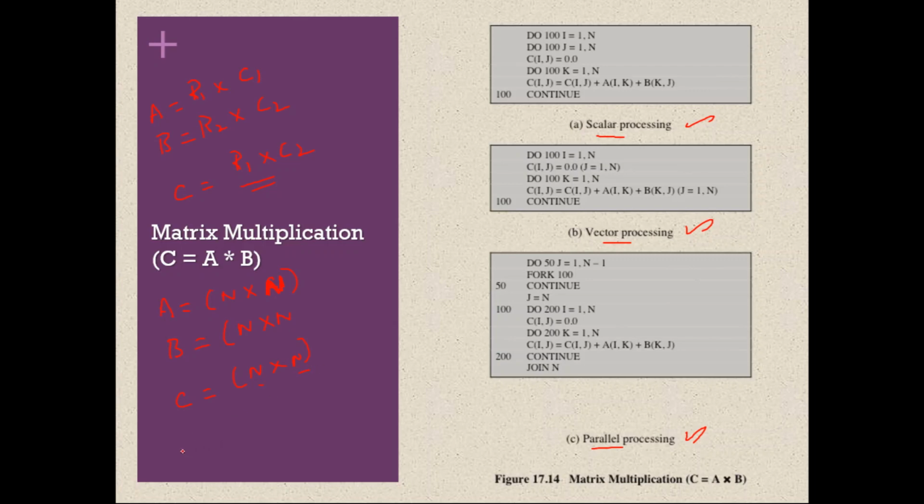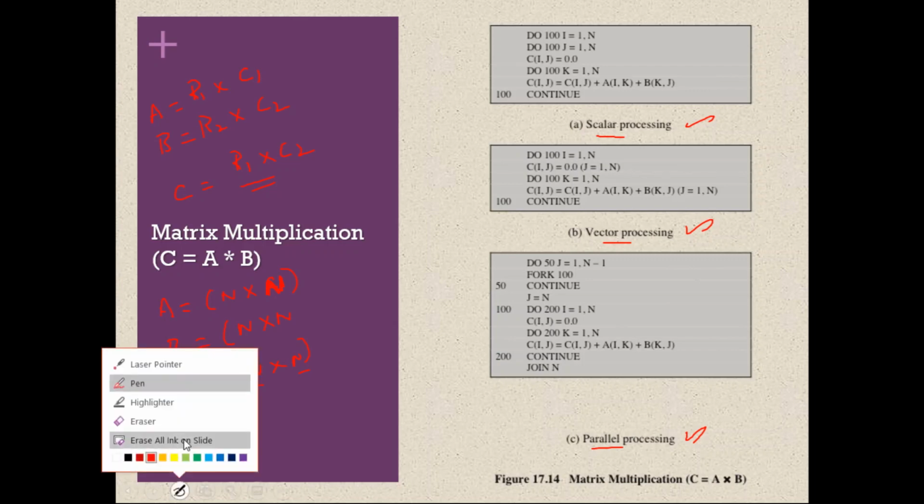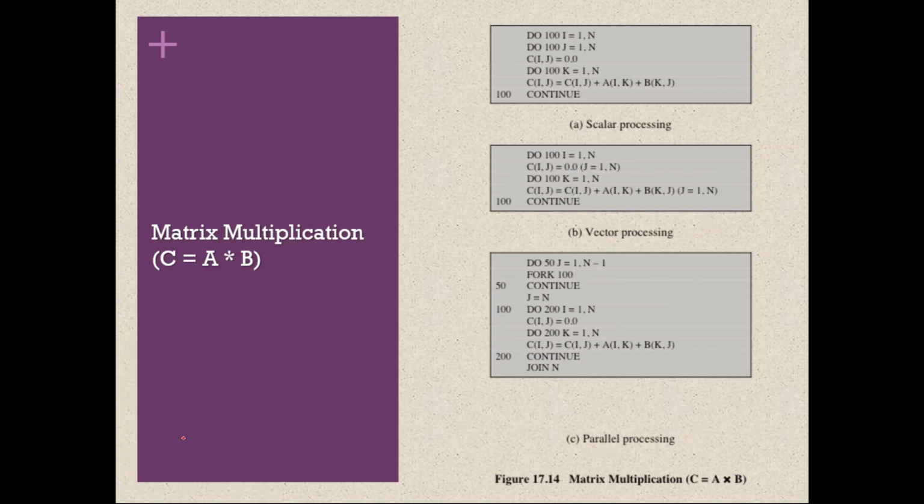And what is the logic? The logic is something like this. If you write a for loop, if you write the equivalent C code, how will it be? The equivalent C code for matrix multiplication, how will you write it?